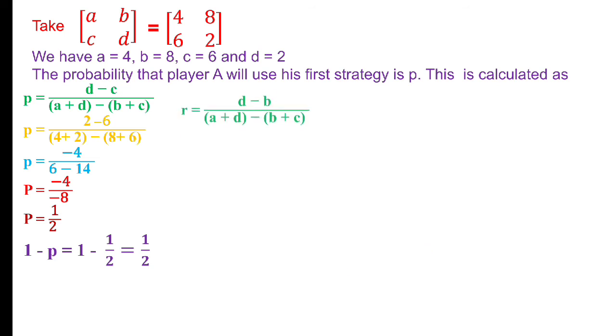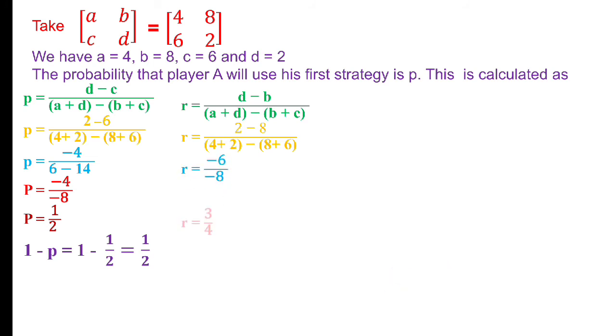Then come to the R value: (D minus B) divided by (A plus D minus B plus C). Then 2 minus 8 divided by 4 plus 2 minus 8 plus 6, that is minus 6 divided by minus 8. So R equals 3 by 4. 1 minus R equals 1 minus 3 by 4, so we'll get 1 by 4.